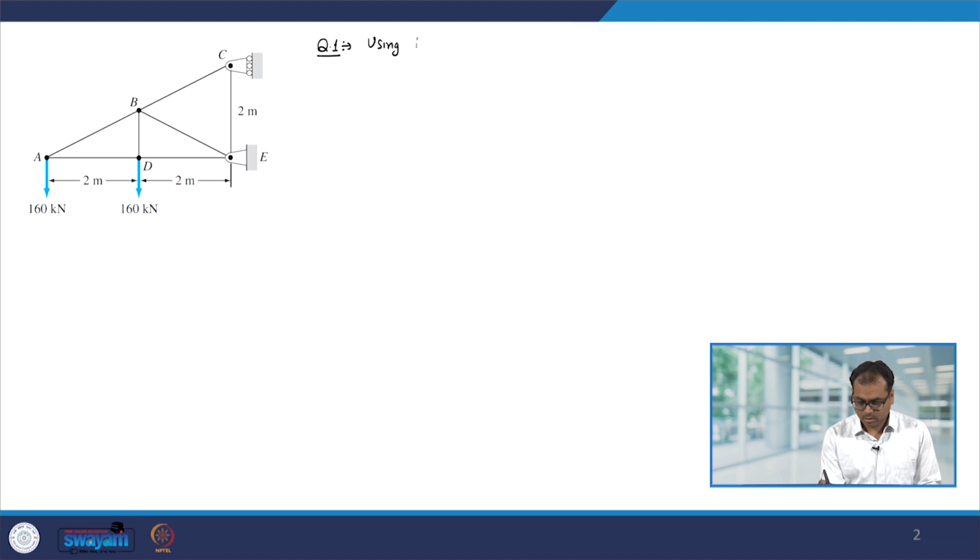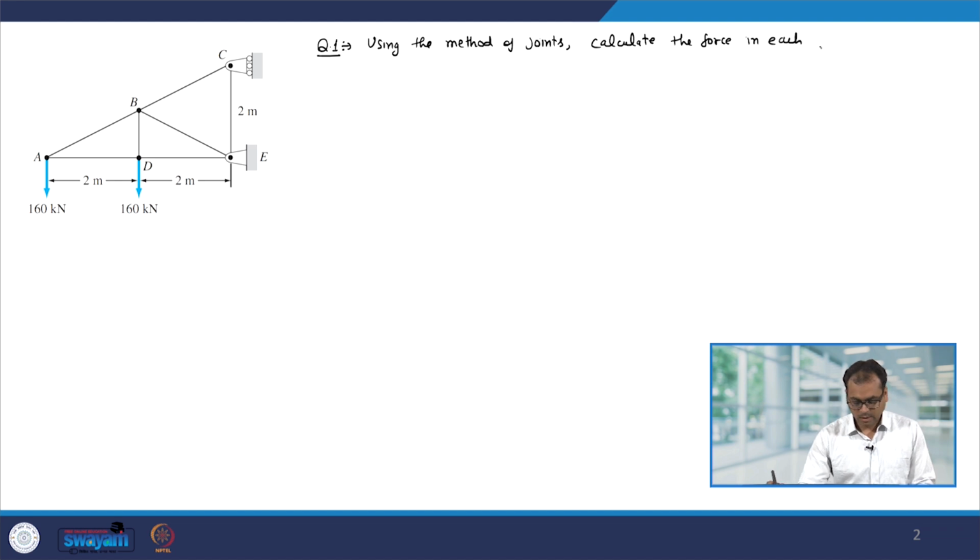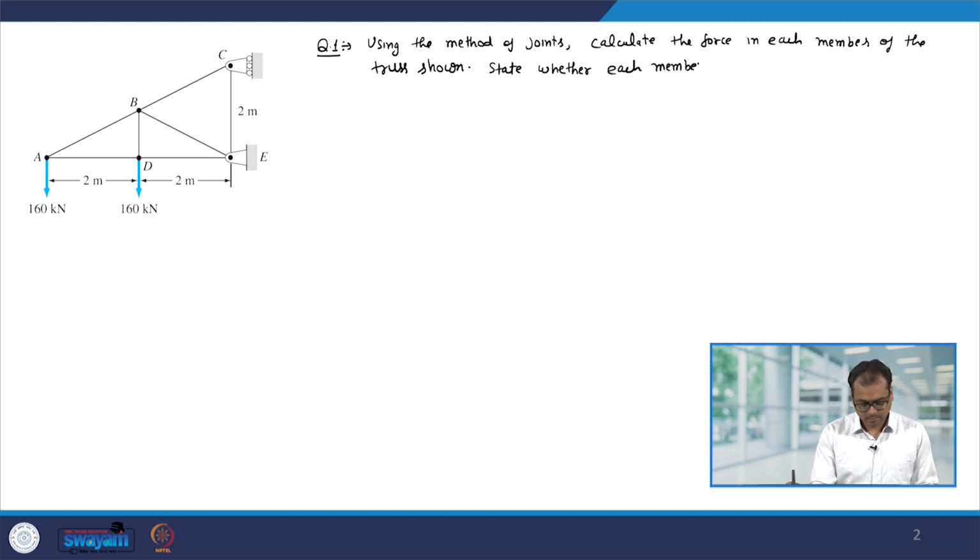Using the method of joints, calculate the force in each member of the truss shown, and you have to state whether each member is in tension or compression.